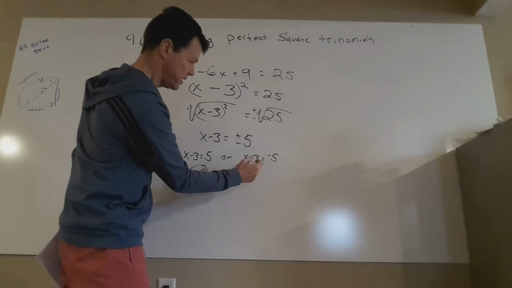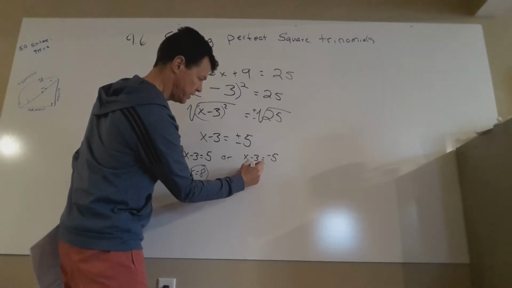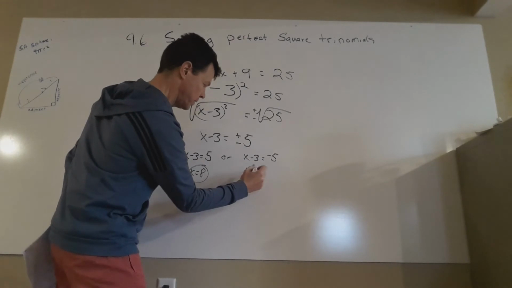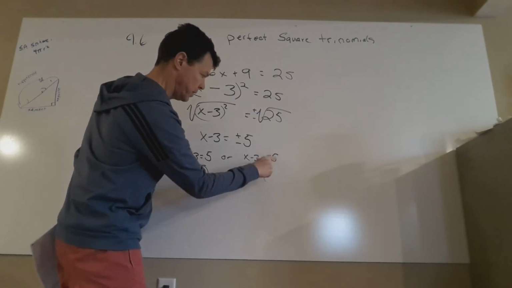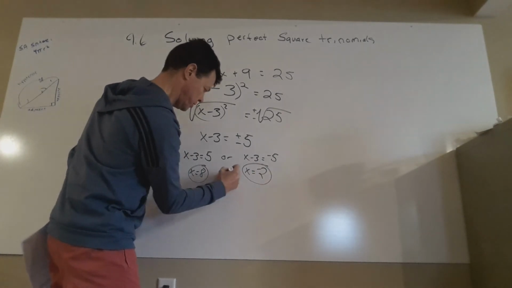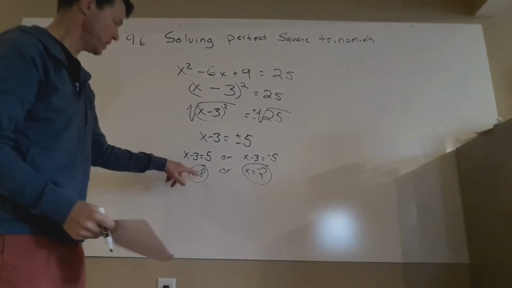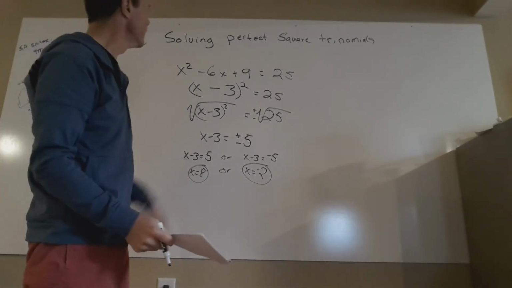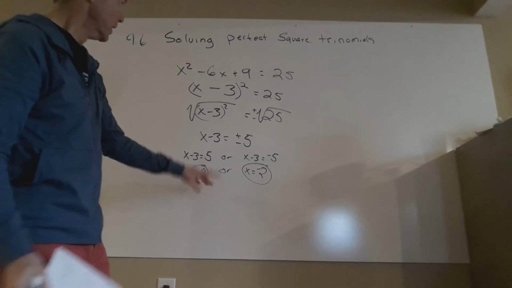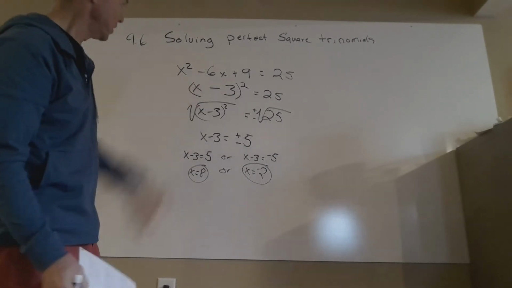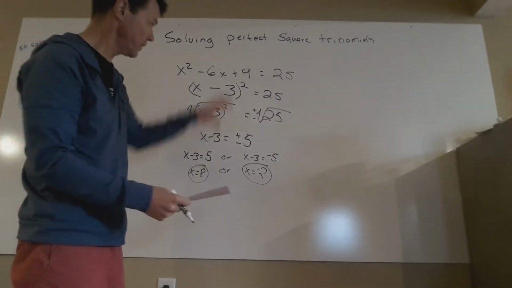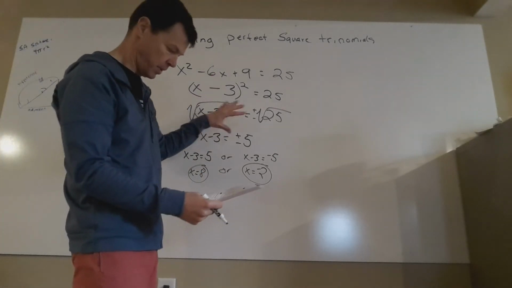Over on this side, again, we're just going to add 3. And 3 plus negative 5 is negative 2. So your two possibilities in this situation are 8 or negative 2. And you could plug those in and just check your work. When you plug these in, in either situation, you're going to get that it equals 25. I will do another example like this.